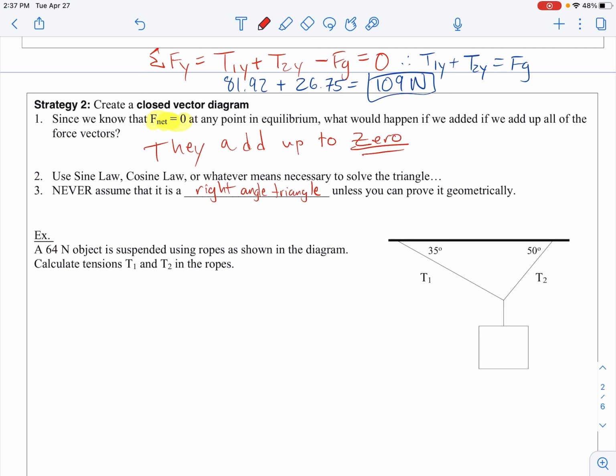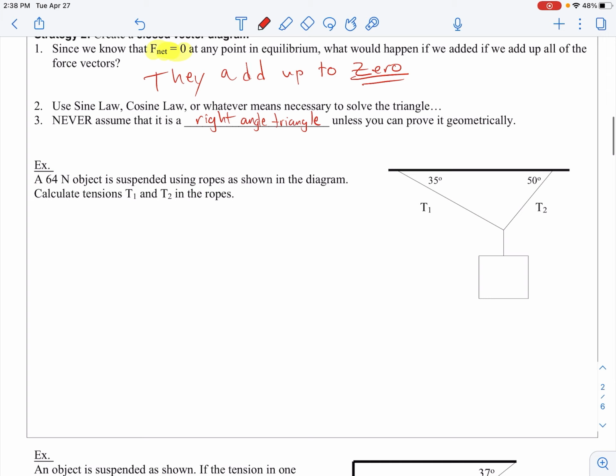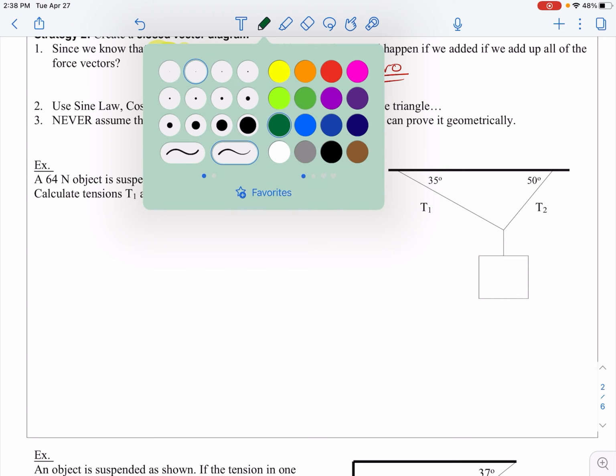So, going to take this little example here. A couple key things. We have a 64 Newton mass that's suspended, and our goal is to calculate the tensions T1 and T2, and we're given some angles here.